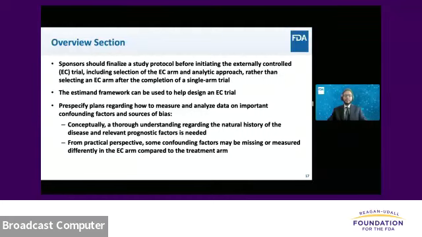Sponsors should pre-specify plans regarding how to measure and analyze data, important confounding factors, and sources of bias. In general, a good understanding of the natural history of the disease and prognostic factors is needed. And on a practical note, some confounding factors may be missing or measured differently in the external control arm compared to the treatment arm. As a matter of general principle, the source population across both the arms should be as comparable as possible. Next, please.